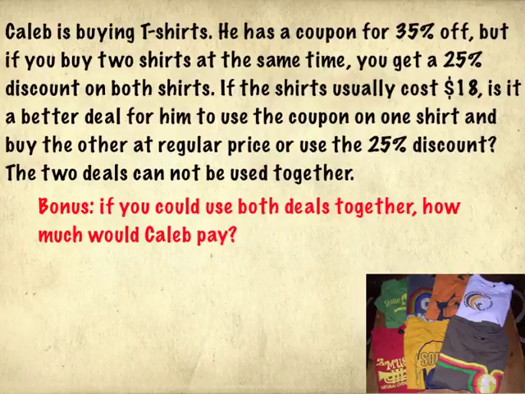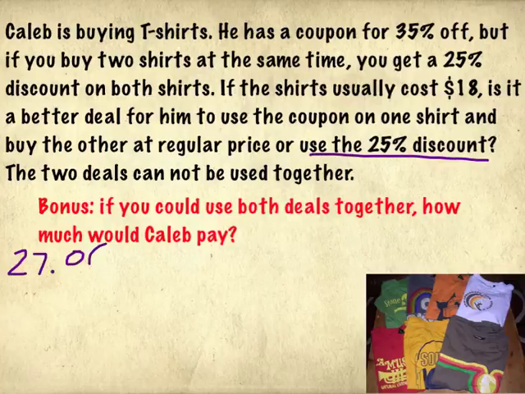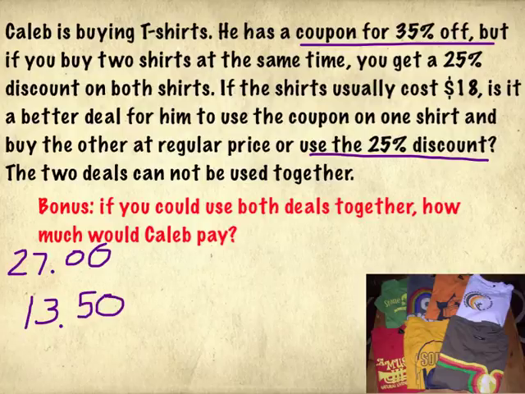If you could use both deals together, how much would Caleb pay? So what I need to do to answer that, I know that if he uses the 25% discount, he'll pay $27 for both t-shirts. He can use the 35% off coupon on one of the shirts, so I have to figure out how much would each t-shirt be. I can do that if I just go 27 divided by 2, and I'm just going to do that on my calculator. He would be paying $13.50 for each shirt.